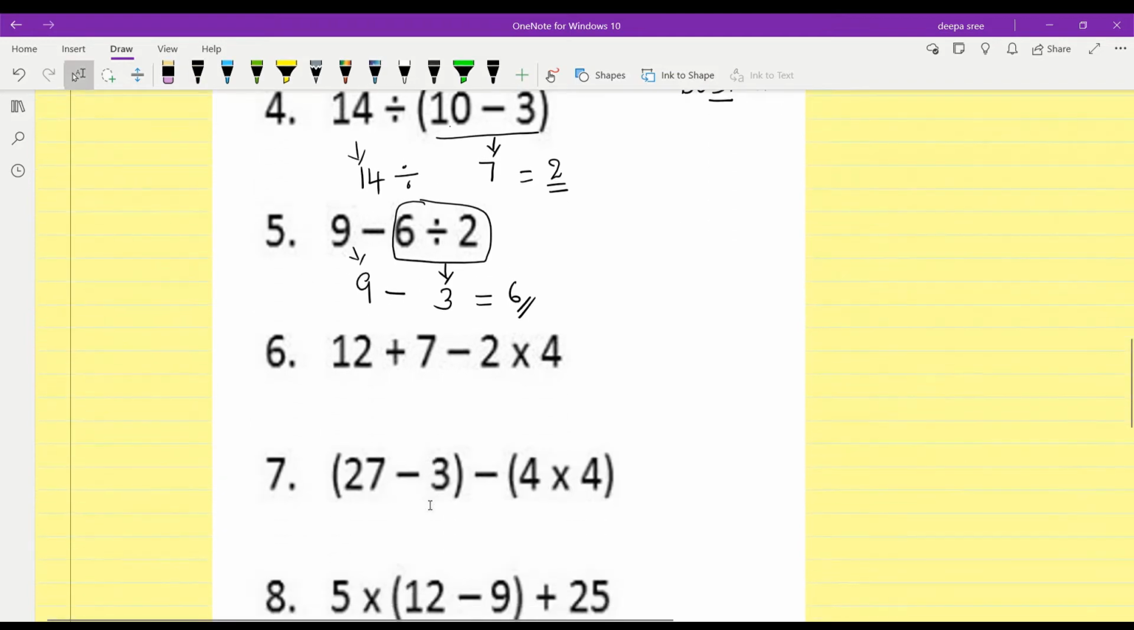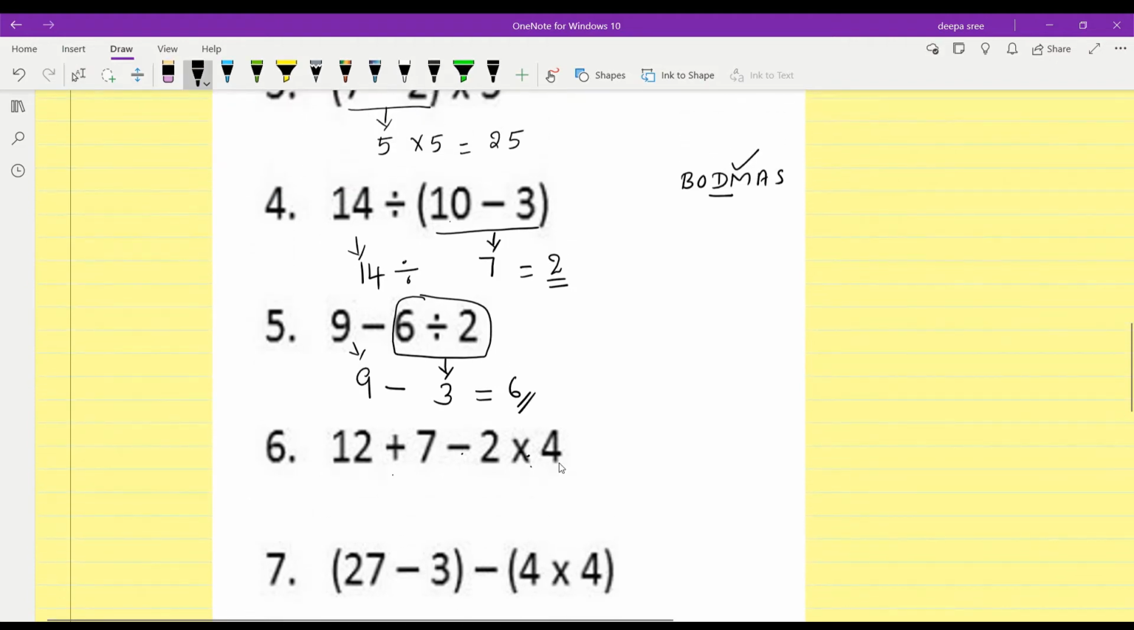Now in the next question also we have to identify the operations. Addition is there, subtraction is there and multiplication is there. So three operations are coming here. Therefore we have to follow the BODMAS rule. In the BODMAS rule, first you have to check for any bracket. There is no bracket in this question.